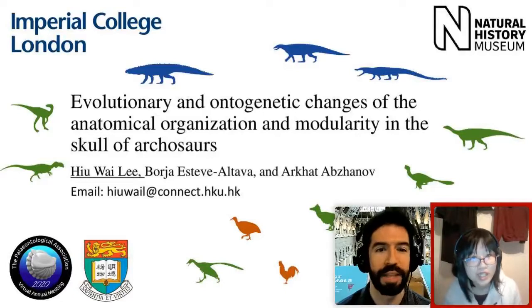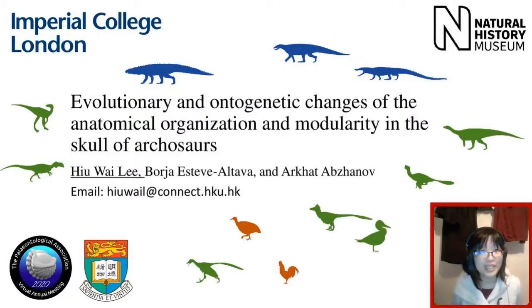All yours. Thanks. Okay, so hi, I'm Hue. I'm currently at the University of Hong Kong. I used to be at Imperial College London and the Natural History Museum. Today I'll be talking about my project on anatomical organization and modularity in the skull of archosaurs, which was published in late September this year.